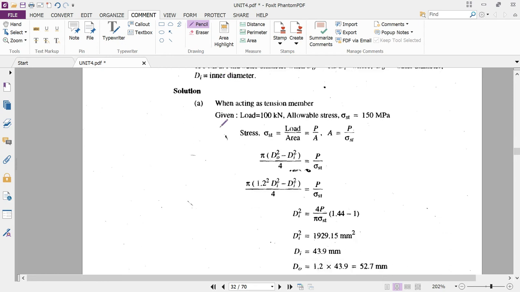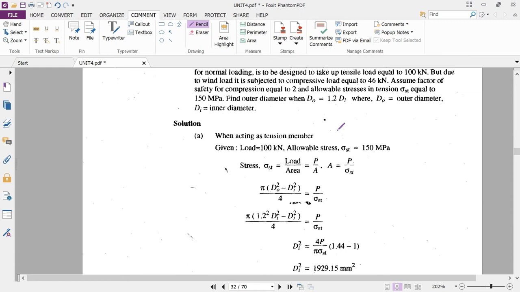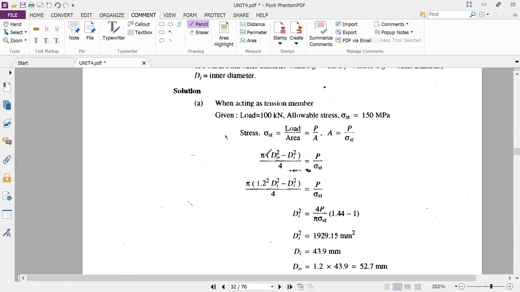So here, as the factor of safety is there, the stress value we have to calculate. We know that stress is equal to load upon area. So we can calculate the area is equal to P by sigma st. As we know that the outer and inner diameters are there, what will be the area? Pi into D outer square minus D inner square by 4 is equal to P by sigma st.